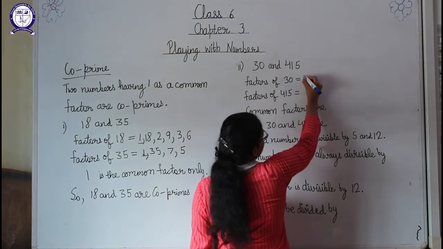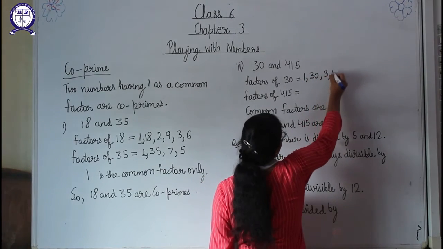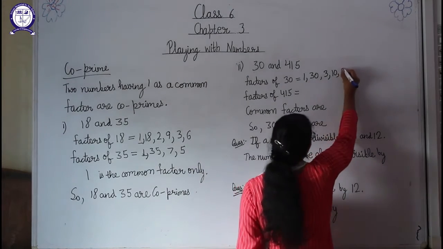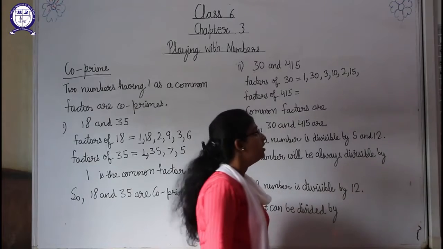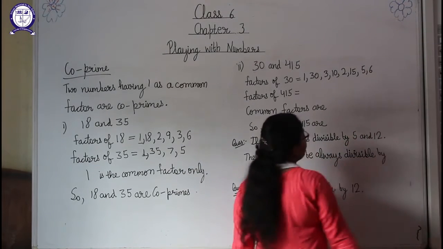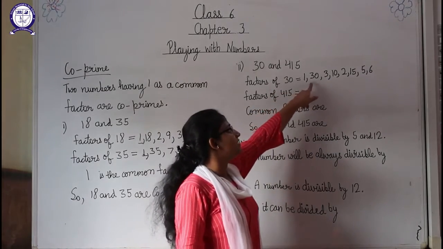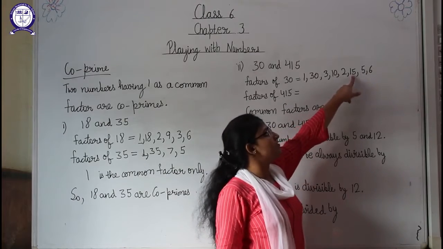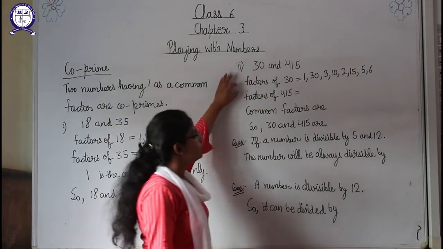So factors of 30 will be 1 and 30, then 3 and 10, because 3 into 10 gives us 30. Then 2 and 15, because 2 and 15 also give us 30, and we can write 5 and 6. Okay, these will be the factors of 30. Here 1 times 30 is 30, 3 10s are 30, 2 15s are, or we can say 15 2s is 30, and also 6 5s is 30. So these are the factors of 30.